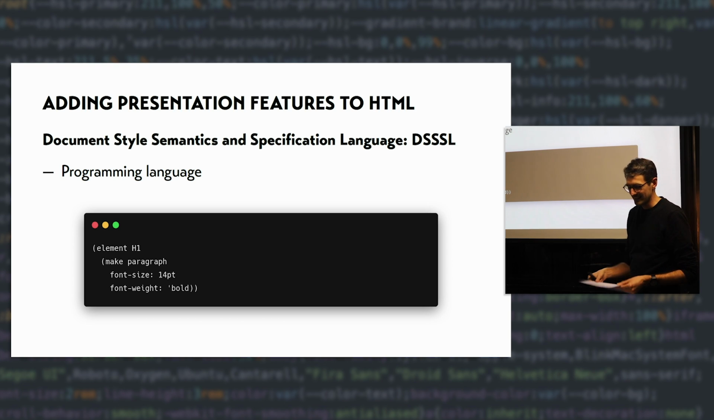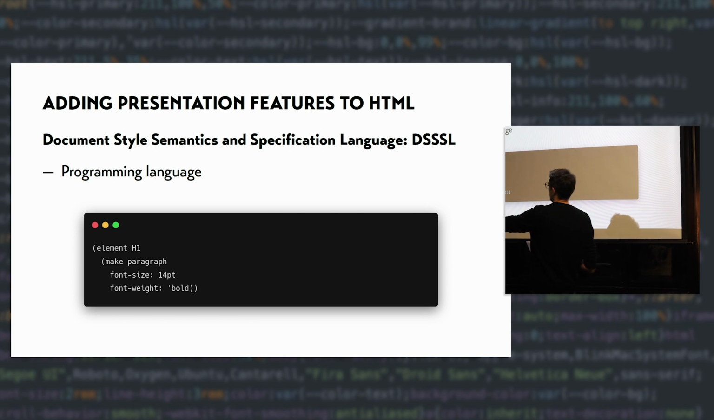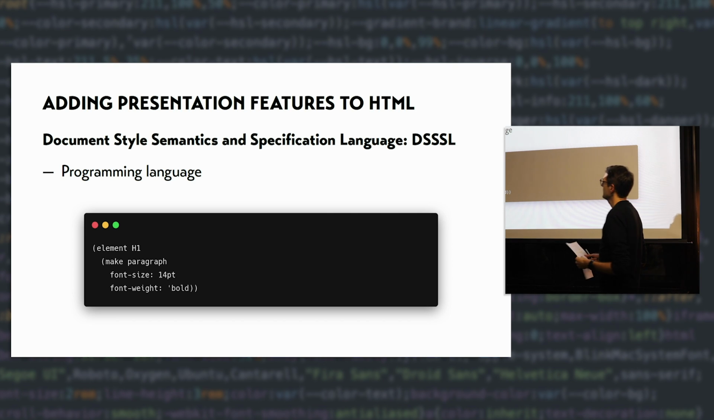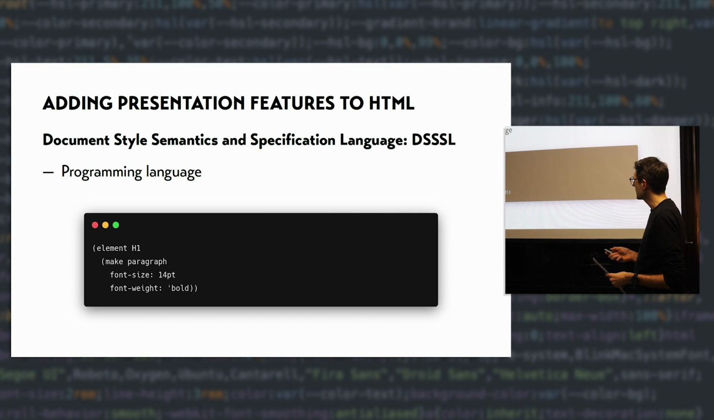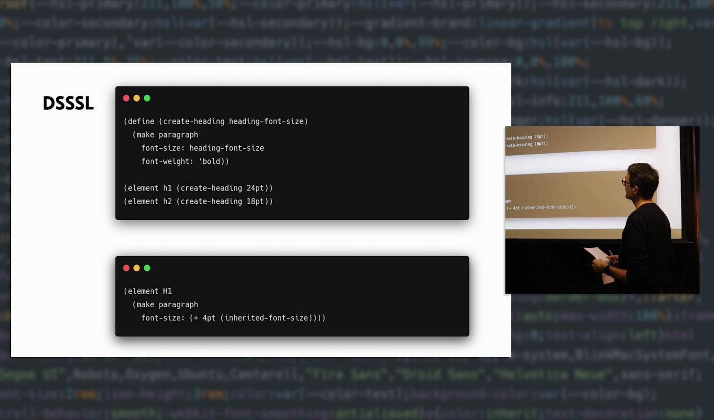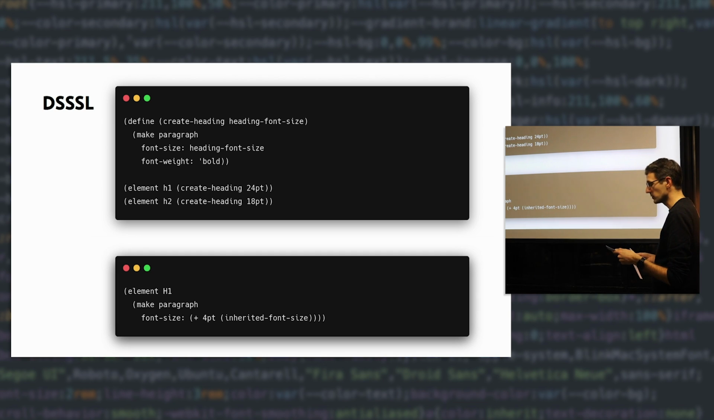Something very interesting I didn't know before is something called Document Style Semantics and Specification Language, which is abbreviated by DSSSL. And it was a proper programming language. So what you see here is a very easy approach to it, but you can also create functions with mathematical constructs, and you had the inherit value, and you had simple variables. It was really powerful.